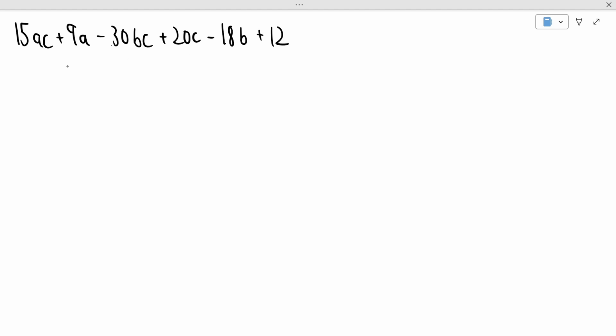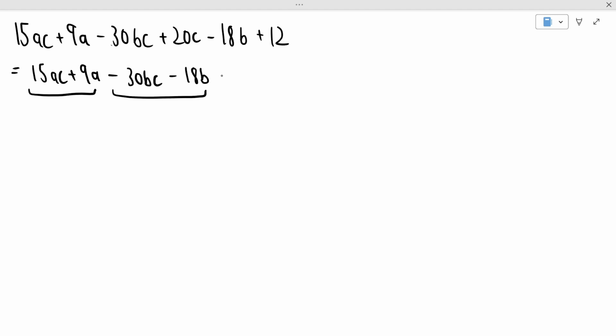so we can reorder our expression and put them into these groups. So we can rewrite our expression as 15ac plus 9a, which we will put in a group, minus 30bc minus 18b, which we will put in our second group, and our last 2 terms is the plus 20c plus 12, which we will put in a group. If the ratios of the coefficients in each term is the same for all groups, it doesn't guarantee that the factoring by grouping will work, but it at least shows that it might work.